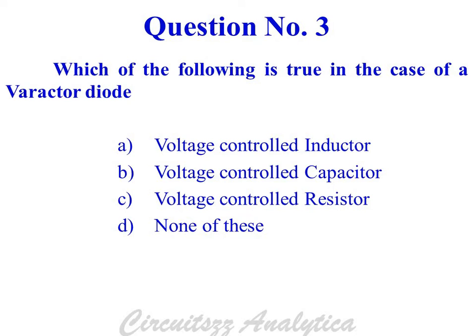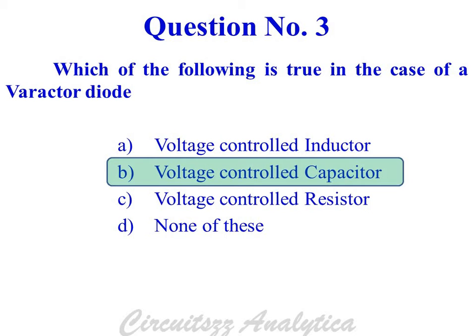Which of the following is true? In the case of a varactor diode, voltage controlled capacitor. Varactor diode is a voltage controlled capacitor. When voltage applied to the varactor diode is varied, capacitance between anode and cathode of the varactor diode varies.